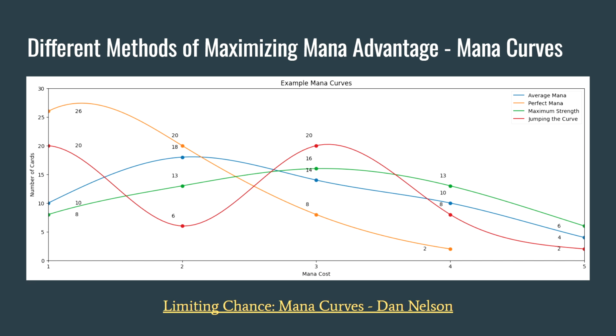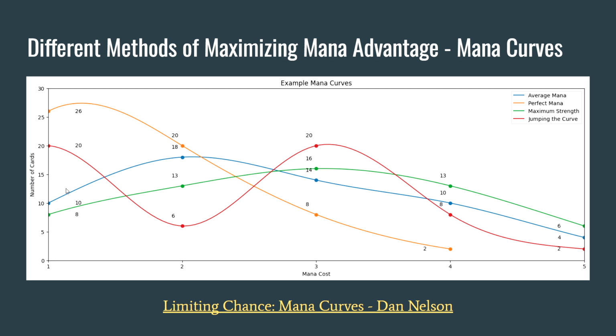But the idea is that if you want to focus on maximizing your early mana, or you have a lot of cantrips, so you're going to constantly replace your cards and you want maximum flexibility, you're going to look at this perfect mana curve. You're going to have a lot of 1s, a lot of 2s, and then you're going to sharply drop off with maybe some 3s and very few 4s, if any.